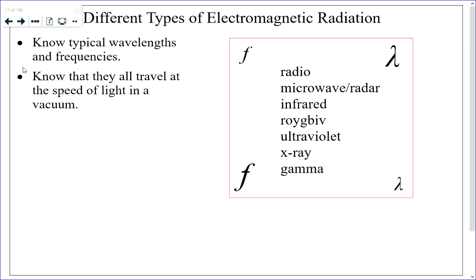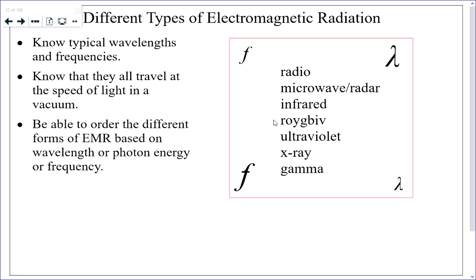All of these forms of EMR travel at the speed of light. So if you're dealing with a problem that has microwave radiation, you should know that in a vacuum or in air, the speed of the microwaves is 3 times 10 to the 8 meters per second. You should be able to put these in any order, ranging from low frequency to high frequency, or from short wavelength to long wavelength, or even in terms of photon energy. And since the energy of a photon is proportional to the frequency, gamma radiation has the highest photon energy.